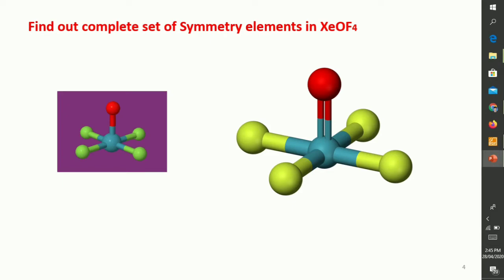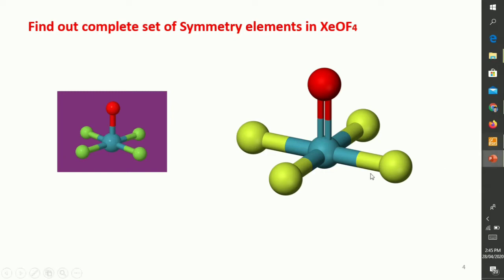XeOF4, which is xenon oxide tetrafluoride. So try to find the complete set of symmetry elements and operations in this molecule. Yes, there is identity first. We need to write identity first. So next is the proper rotation. We need to find the proper rotation very carefully.